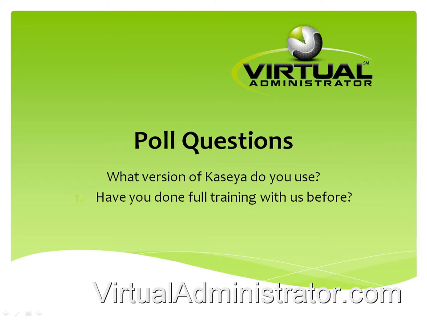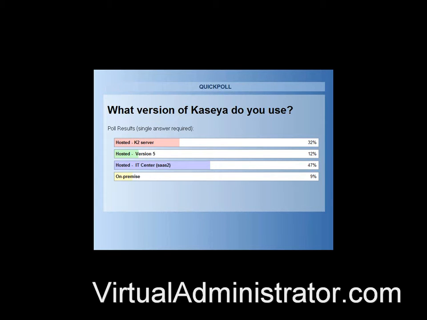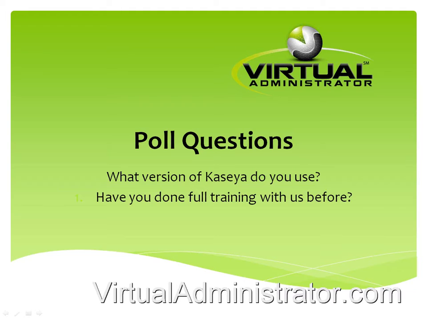On the other poll, just so you can guess where we're going, most of you are on either the K2 server, which is our hosted server, or you're on the IT Center server. So a lot of what we're going to talk about today is going to apply to the SaaS 2 server. It doesn't mean that it's not good information for those of you on the other servers. Those of you on version 5, it'll still apply. A lot of the troubleshooting steps will still apply, but eventually you'll all be there. So it's good stuff to know, and we're going to save this, and you can go back and refer to it.